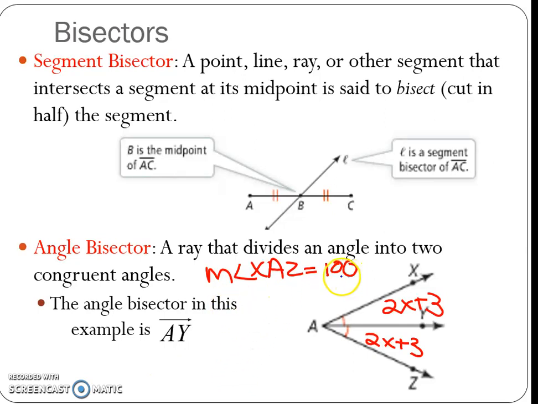Okay, so this is 100. That means each piece is 50 because ray AY is a bisector. Bisector means cuts in half. So half of 100 is 50. So you can do 2x plus 3 equals 50. Solve for x: subtract 3, divide by 2. And then the answer for x is 23.5.